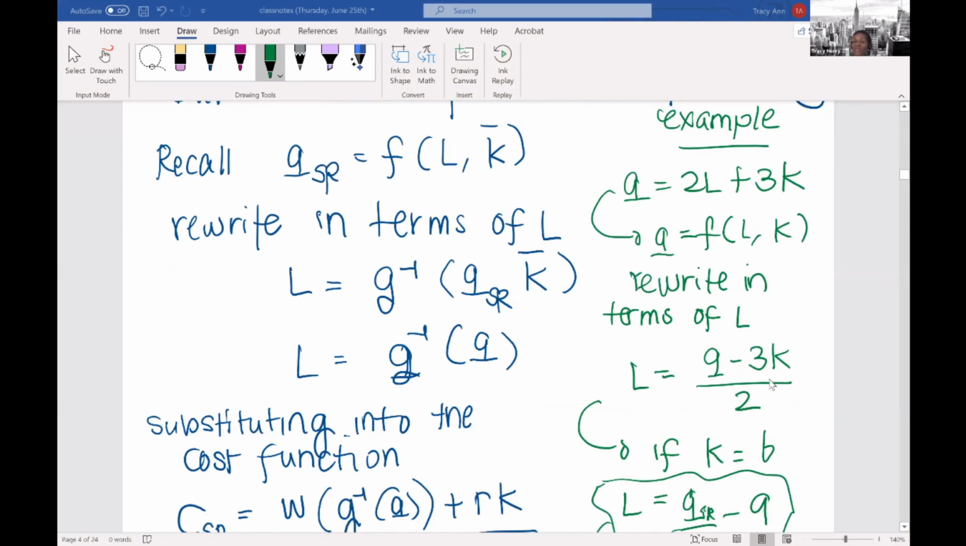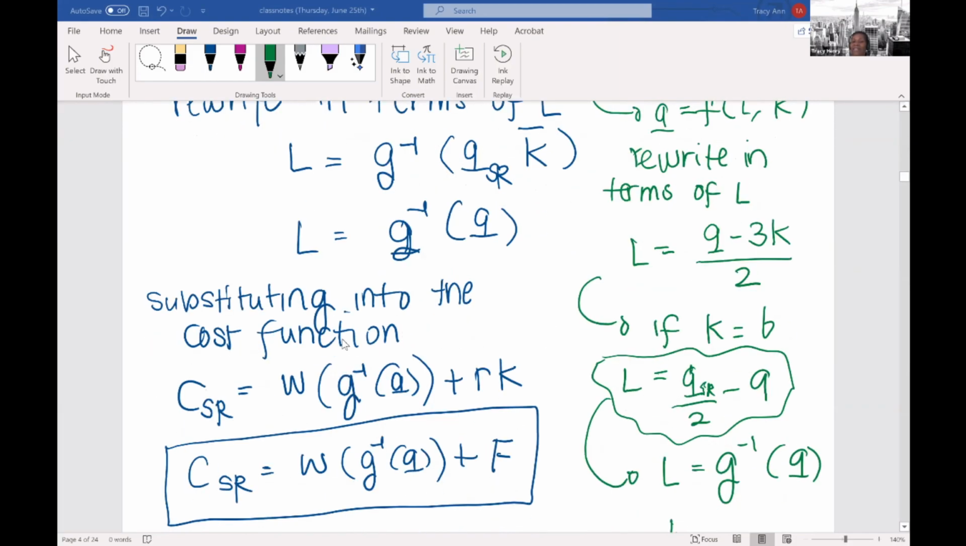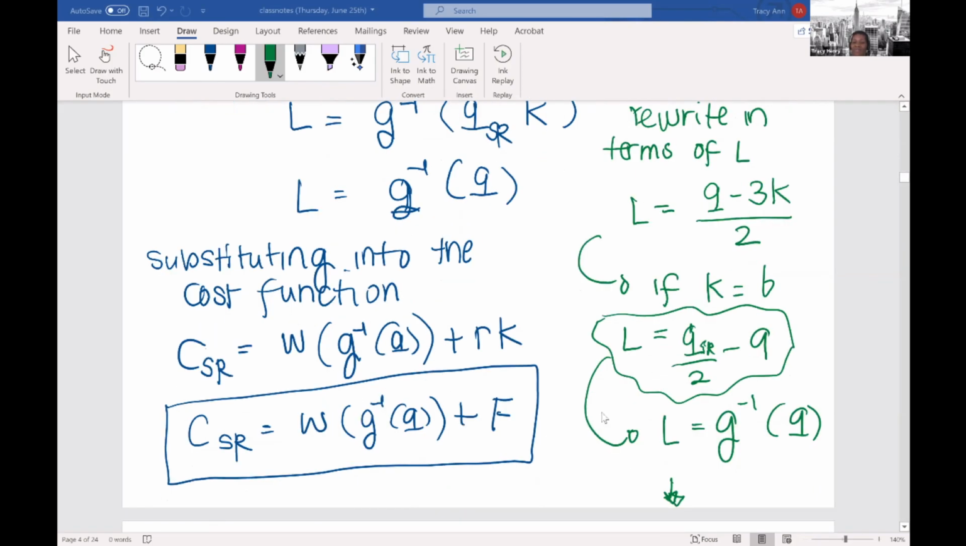Since I already know that K is equal to 6, I am going to plug in the 6 here, and 3 times 6, as someone told me in the chat, is 18. So I have Q minus 18 divided by 2. And 18 divided by 2 on a good sunny day is 9. So then I can rewrite this as L is equal to Q divided by 2 minus 9. And so this L function is this over here. So that's your link right there. And now that I have it, I can substitute it into the cost function.